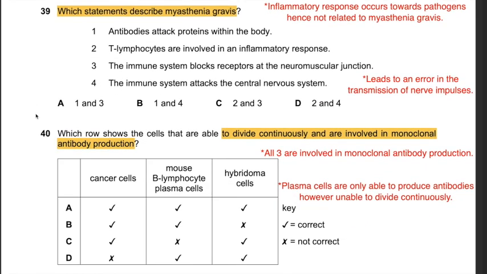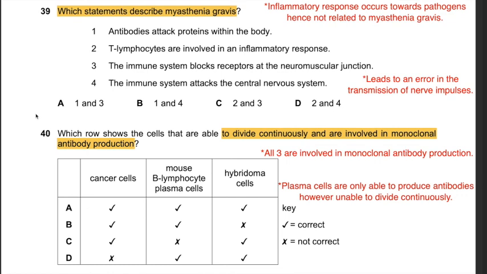Question 39. Which statements describe myasthenia gravis? Myasthenia gravis is a condition where the body fails to distinguish between self and non-self antigens and therefore attacks the proteins within the body. Therefore, statement 1 is obviously correct. Antibodies attack proteins within the body. Yes, that is true. If you look at statement 2, T lymphocytes are involved in an inflammatory response.